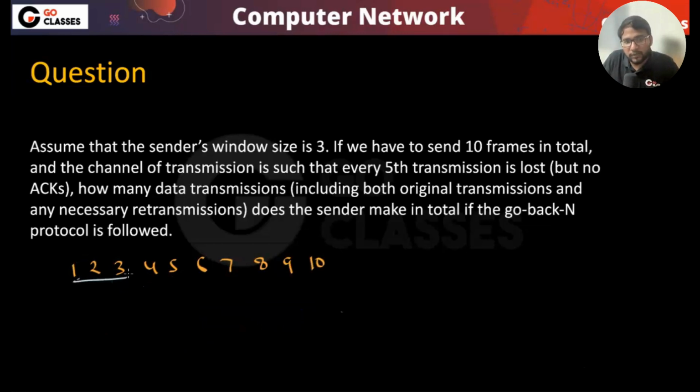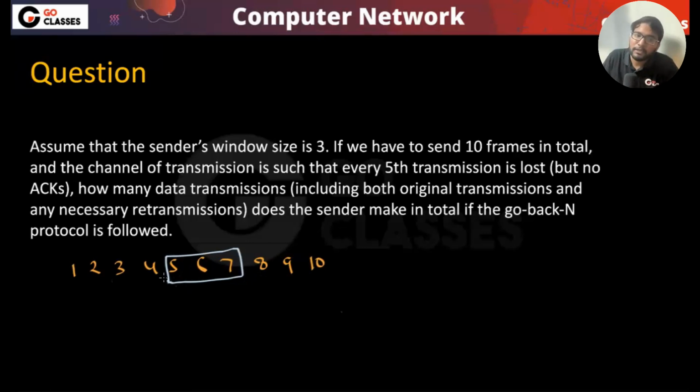Now, initially, this 1, 2, 3 is in the window, right? And then you will say what? Let me just shift it. So you will keep on shifting, and there will be a moment that 5, 6, 7 is in the window. Now tell me, will you be able to shift it further? No, right? Because the 5 is lost.